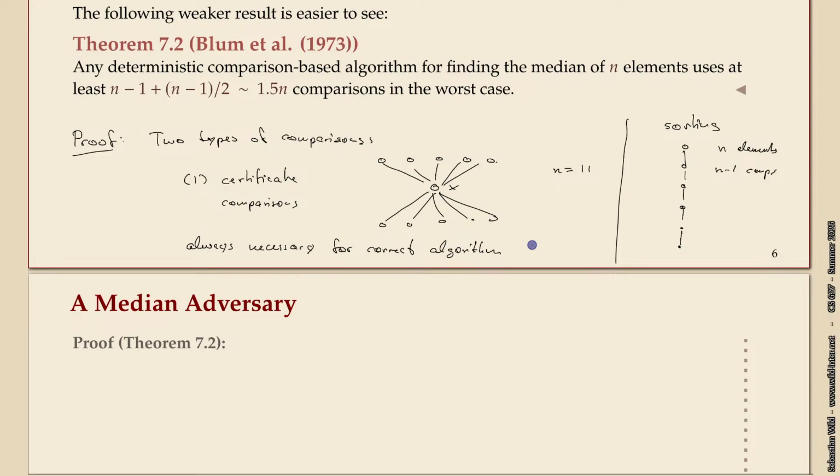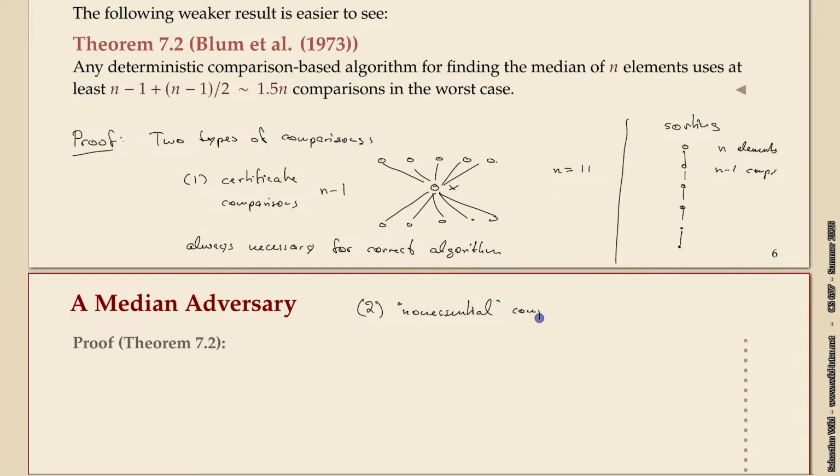And here as well, there's n-1 comparisons that you have to do to certify that the median is correct. But sometimes, and most of the times, you need extra comparisons to find the right certificate. And for sorting, we know this gap is really big. For medians, the second type of comparisons are non-essential comparisons.